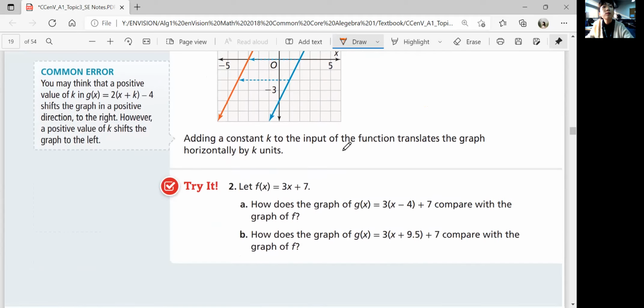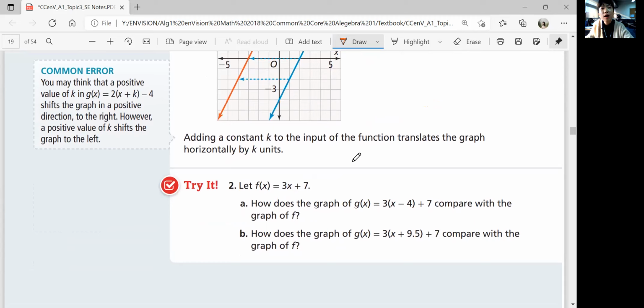Okay. Try number 2, part A. How does the graph of g of x, which is 3 times x minus 4, plus 7 compare with the graph of f? Compare these two rules. You have 3x plus 7 for f of x, and then g of x is exactly the same except the negative 4, right? 3x plus 7, but you have to subtract 4 first. So that's a translation horizontally, right? So then you're going to shift how many units to the right or left is the question.